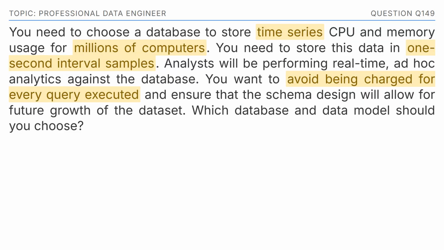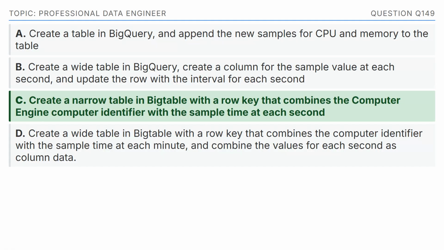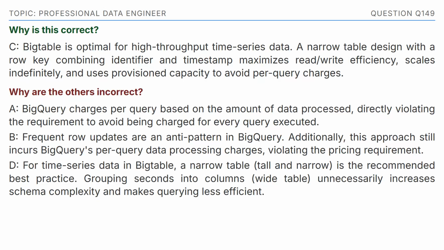To arrive at the correct answer, we focus on the keywords: time series, millions of computers, 1-second interval samples, avoid being charged for every query executed. The correct answer is option C. Create a narrow table in Bigtable with a row key that combines the Compute Engine computer identifier with the sample time at each second. Why is this correct? C. Bigtable is optimal for high-throughput time series data. A narrow table design with a row key combining identifier and timestamp maximizes read/write efficiency, scales indefinitely, and uses provisioned capacity to avoid per-query charges.